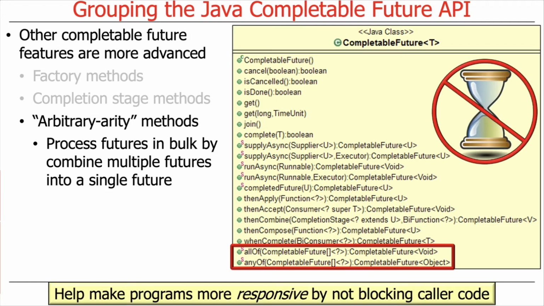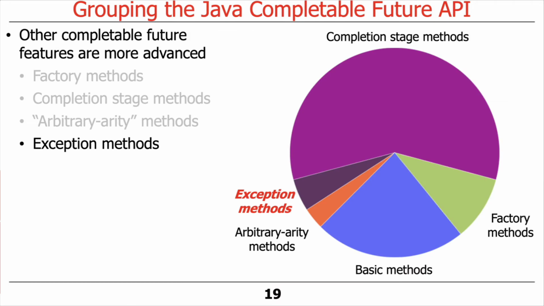They also help to make programs more responsive by not blocking caller code, and you can do some amazing, amazing things with the arbitrary-arity methods. However, they are complicated to program, and therefore we typically wrap them in a very cool little helper class, which we call some kind of FutureCollector. You'll see that later as well.